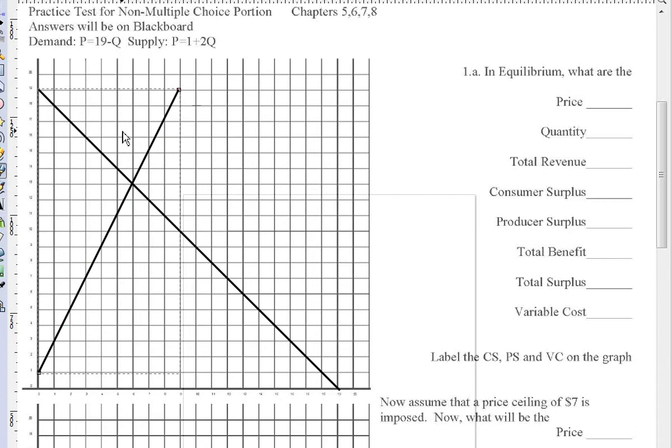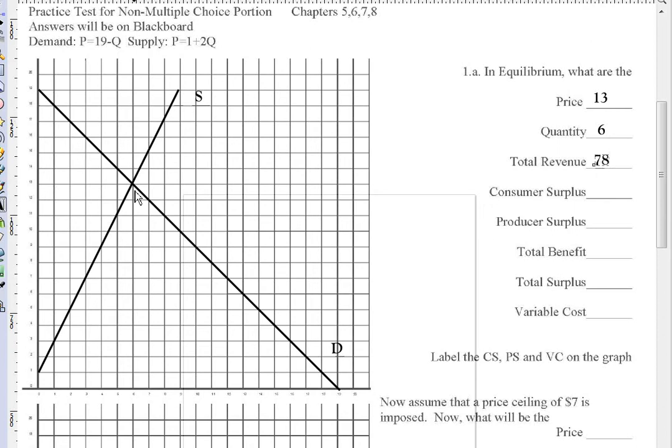So we have our supply and our demand curves, and it's always good to practice to label these things. So let me put an S there and a D here. And let's start doing our calculations. So the equilibrium price here looks to be $13, and the equilibrium quantity looks to be 6. So let me fill in here. Total revenue is 6 times 13.